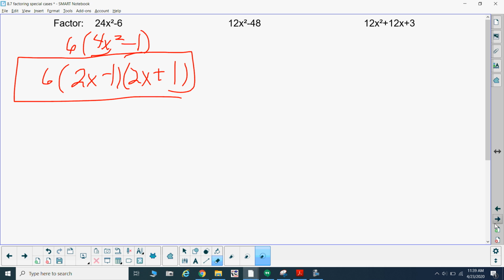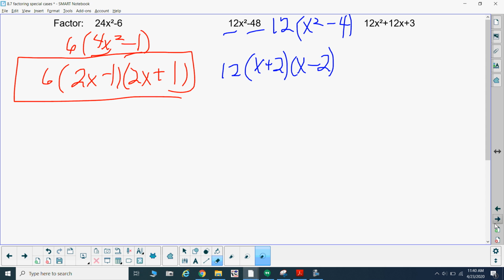And for the second one, again, I look at this and I see those aren't perfect squares, but can I factor something out? And 12 goes into both of them. And I get x squared minus 4. And so that 12 has to come down with us. And x squared minus 4 is the square root of the first thing plus the square root of the last thing, and then the square root of the first thing minus the square root of the last thing. So that's that one in its factored form.